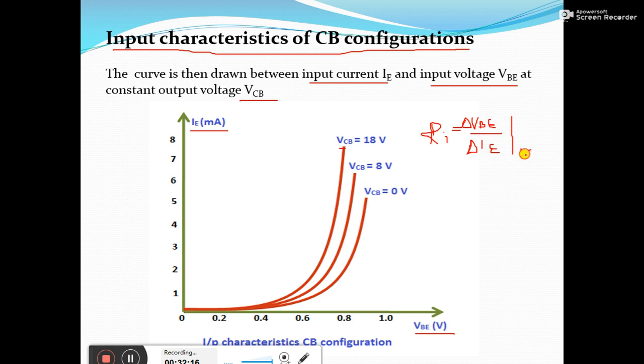For different values of VCB we will get different Ri values. Here VCB is kept constant. From these characteristics, we have to note down a few points.